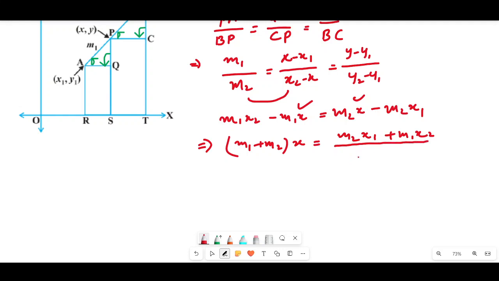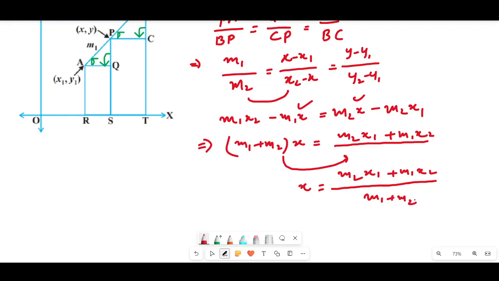Then we can write this in this way. Then we are able to find out the abscissa, that means X coordinate of P. It will be M2 X1 plus M1 X2 over M1 plus M2. That is the X coordinate.